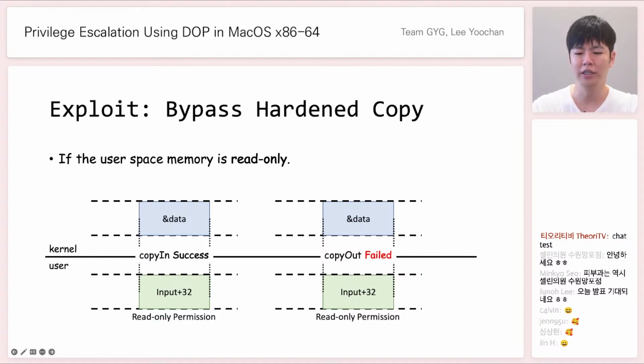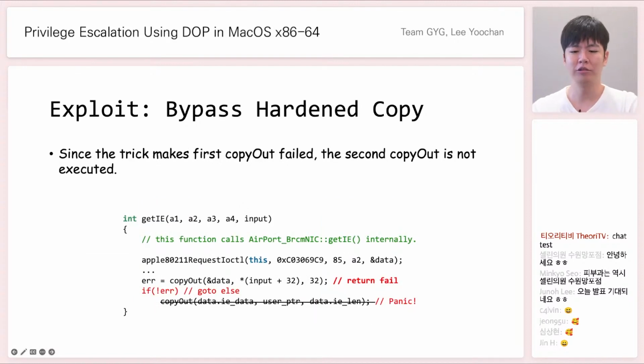Read-only permission returns success to the copying function, but returns fail for the copyout function because writing a value to read-only memory fails. Let's go back to the code. If we assign user space memory with read-only permission, the first copyout function returns fail, and the second copyout, which triggers a kernel panic by hardened copy, will not be executed. In other words, we can bypass the hardened copy mitigation by using a simple trick.